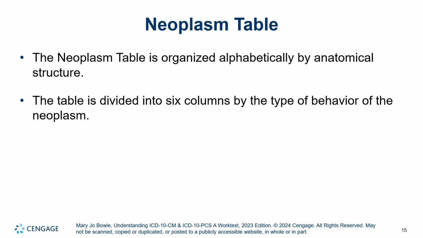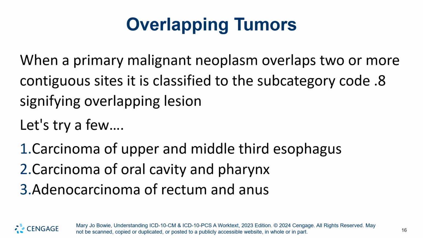Okay, so your neoplasm table is organized alphabetically by anatomical structure, which is what I just said, and then the table is divided into your 6 columns. We've already gone over that. Okay, overlapping tumors. When a primary malignant neoplasm overlaps 2 or more contiguous sites, it is classified to a subcategory code .8, signifying the overlapping lesion.